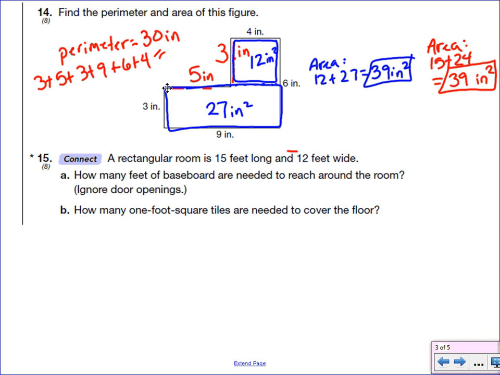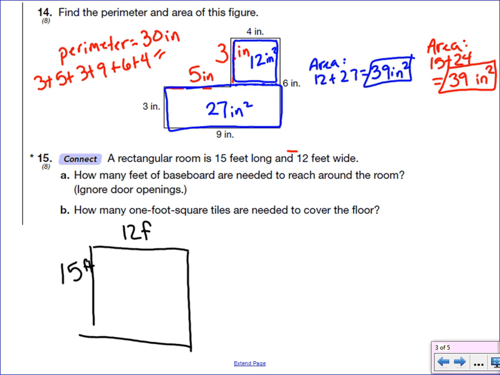A rectangular room is 15 feet long and 12 feet wide. How many feet of baseboard are needed to reach around the room? Ignore door openings. So they're asking for the perimeter. So if I have a room that's 15 feet by 12 feet, then the perimeter is 15 plus 12 is 27, plus 15 is 42, plus 12 is 59.